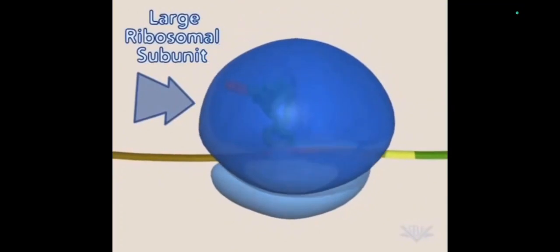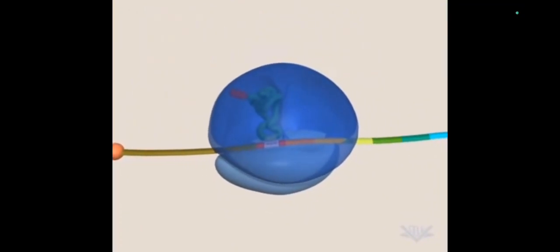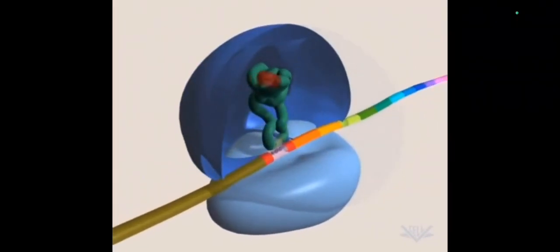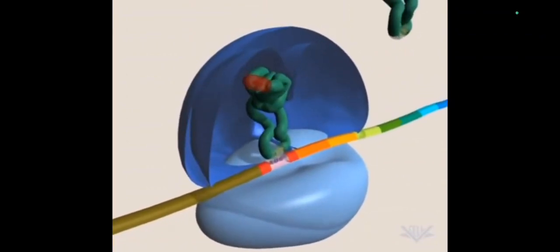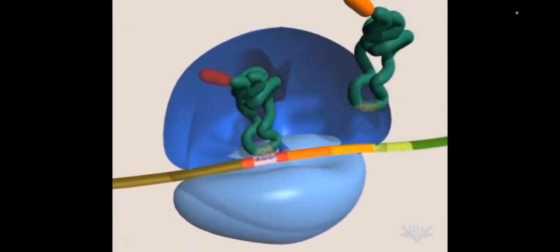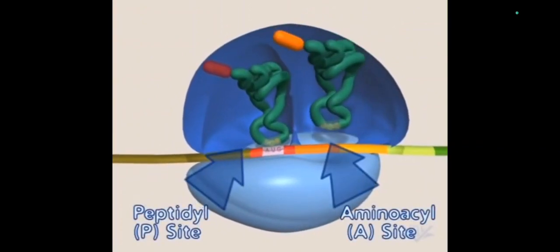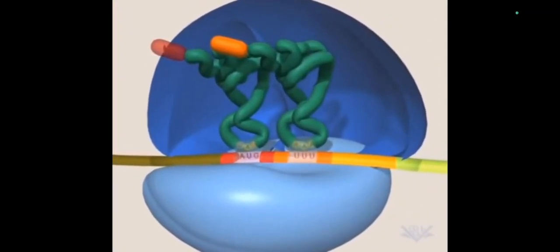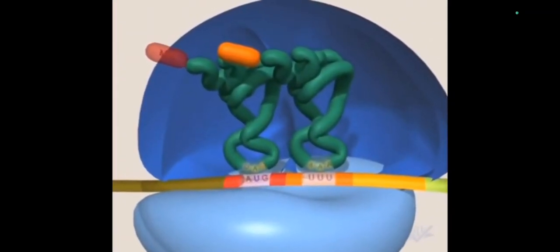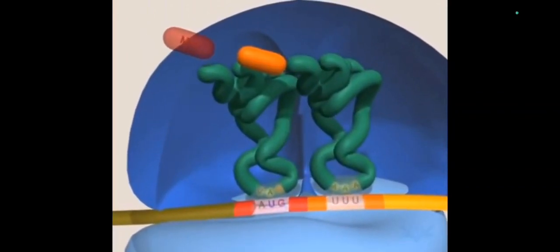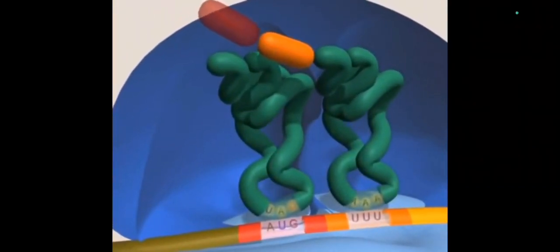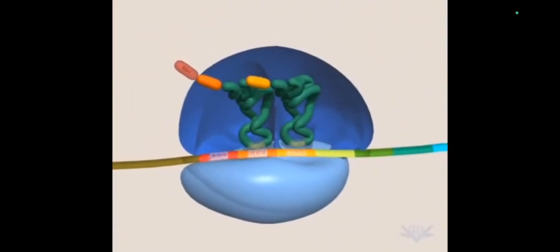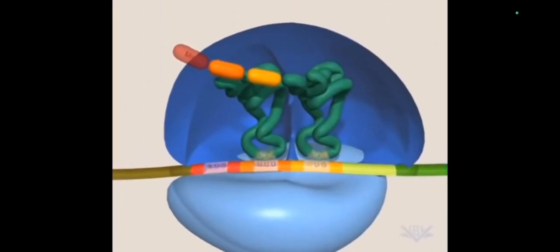The large subunit of the ribosome now binds to create the peptidyl, or P site, and the aminoacyl, or A site. The first tRNA occupies the P site. The second tRNA enters the A site and is complementary to the second mRNA codon. The methionine is then transferred to the A site amino acid. The first tRNA exits, the ribosome moves along the mRNA, and the next tRNA enters.